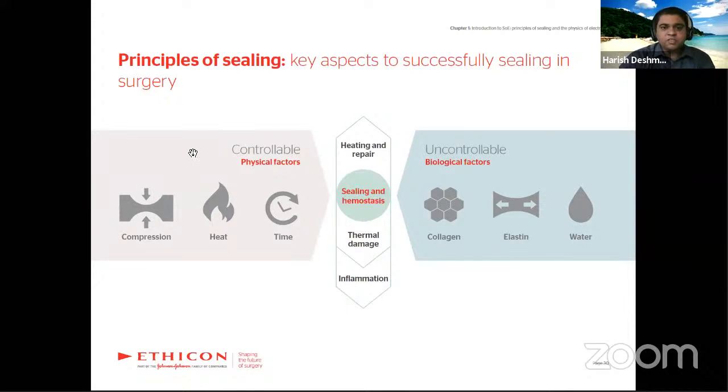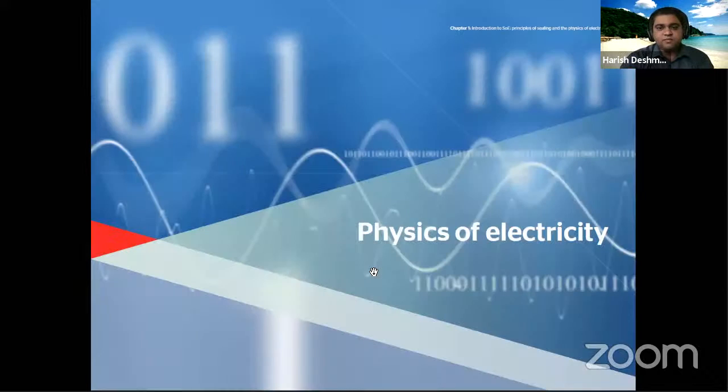Coming to both these factors, the biological factors are definitely uncontrollable. But the factors which we can control automatically help in better sealing and hemostasis, and give us faster healing and repair with lesser thermal damage and lesser inflammation.